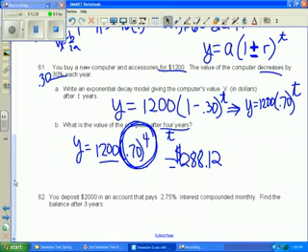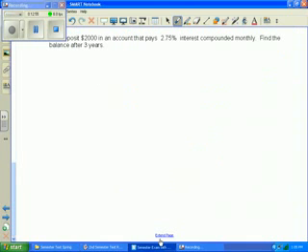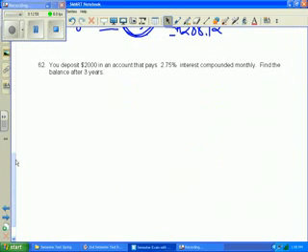Okay? Number 62. For some reason, my pages got off, but here's the start of number 62. You deposit $2,000 into an account that pays 2.75% interest, compounded monthly. So find the balance after 3 years. Okay, so this comes straight from our compound interest formula. I'm going to go ahead and get that written correctly.